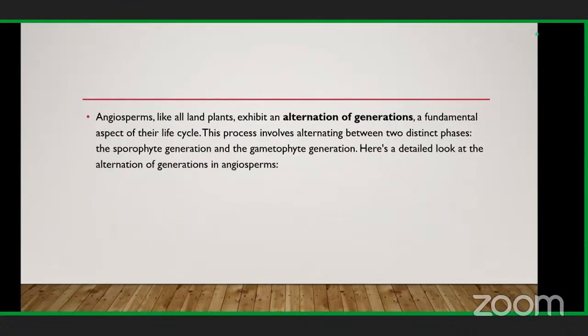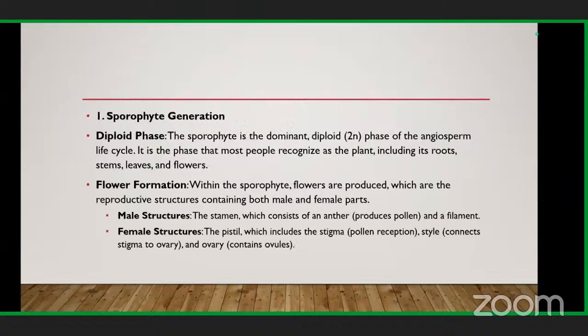Angiosperms, like all land plants, also exhibit alternation of generations. Basically, it is a fundamental aspect of the life cycle. This process involves alternating between two distinct phases, the sporophytic generation and the gametophytic generation. So here also you will see alternation of generations. The sporophytic generation will be there and the gametophytic generation will also be there.